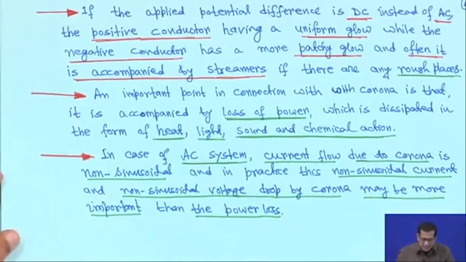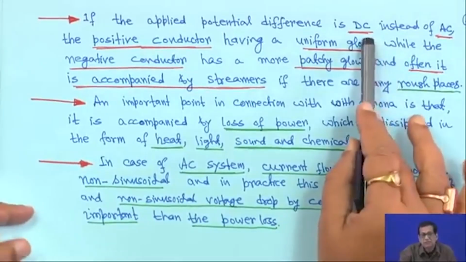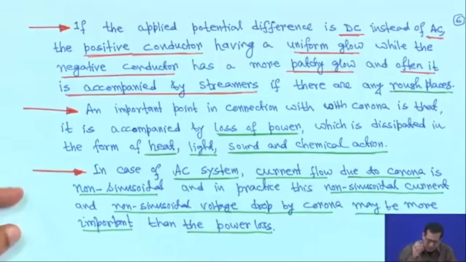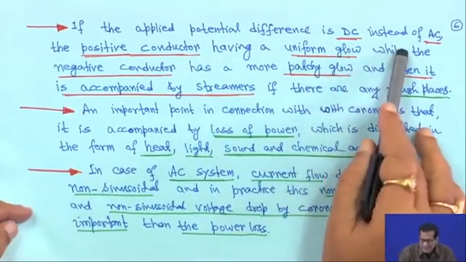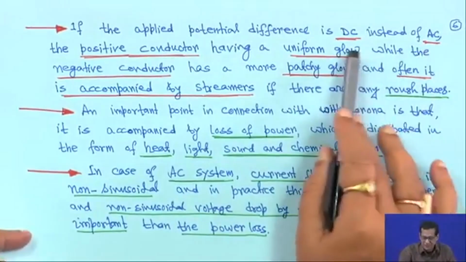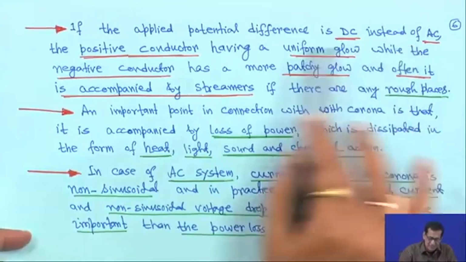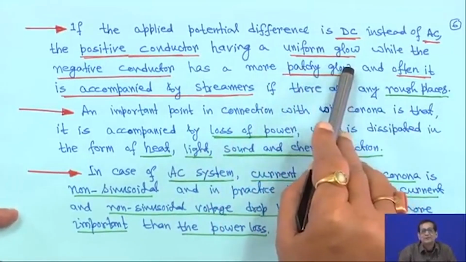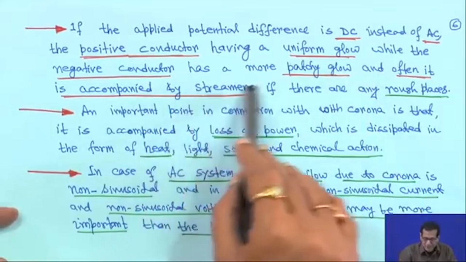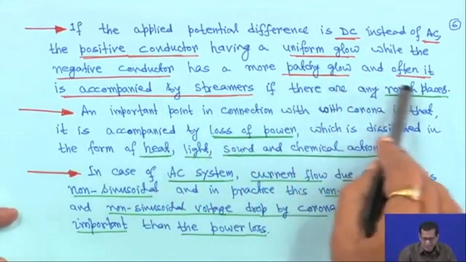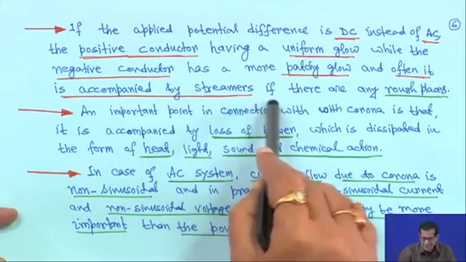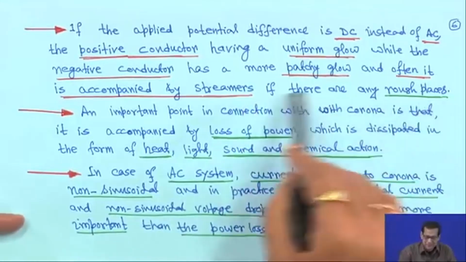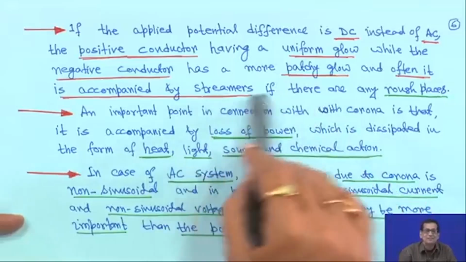So, if the applied potential difference is DC, this is a question to you, I will only mention it, but the answer you should give to me. If the potential difference is DC instead of AC, the positive conductor will have a uniform glow, while the negative conductor has a more patchy glow, and often it is accompanied by streamers if there are any rough places. Streamers means jumping sparks at rough places, right.